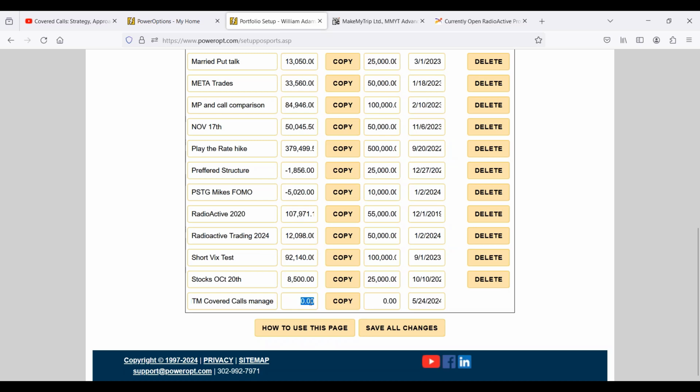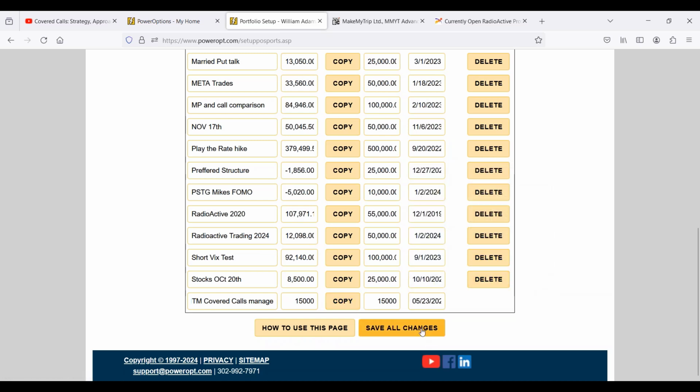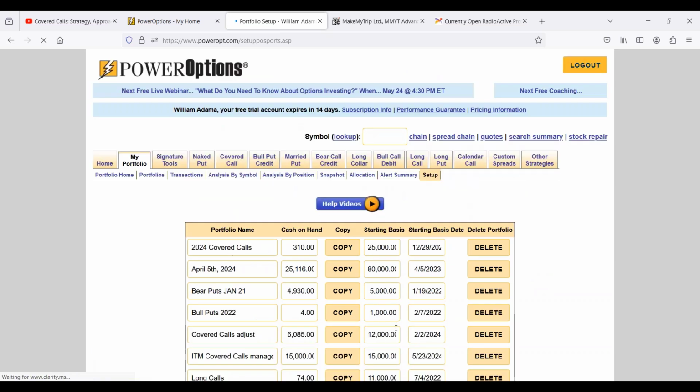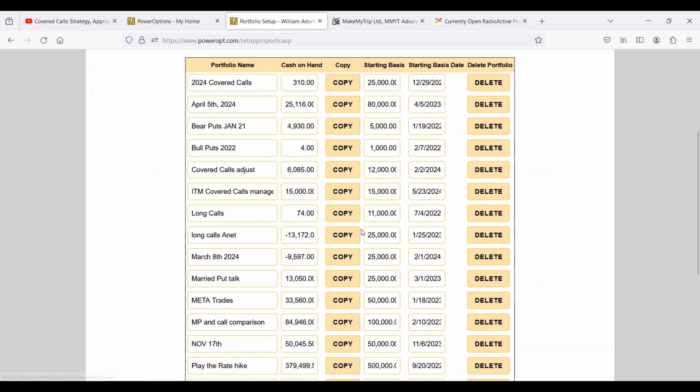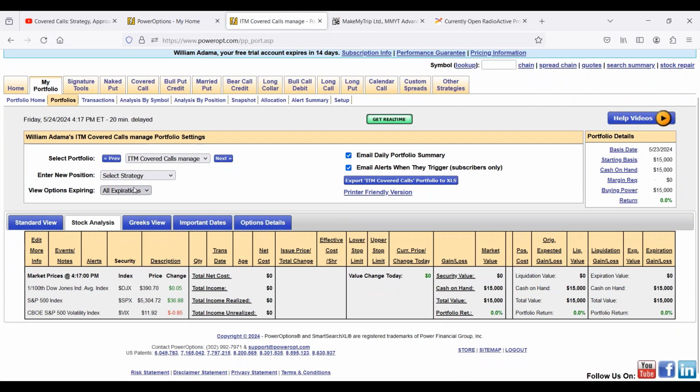All right, and we know the stock price, so let's just put in 15,000. Copy that over. Say we started this portfolio on the 23rd. All right, looks good. Now that I've created a new portfolio, I'm going to go into the portfolio sub-tab here. And we're in our new portfolio we just created, the In the Money Covered Calls Manage.